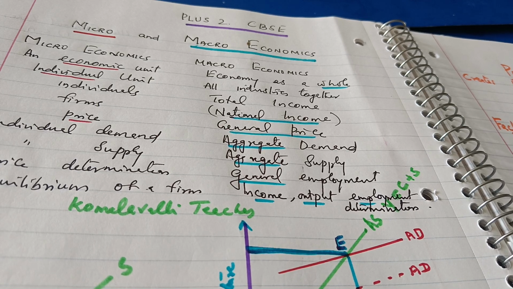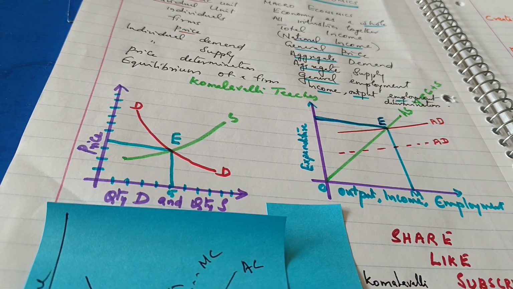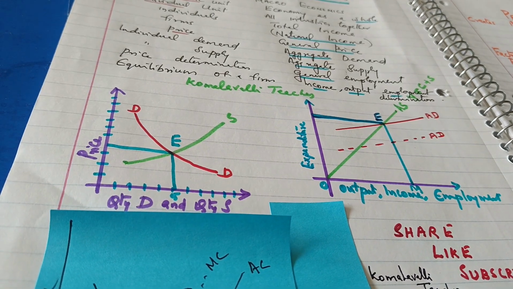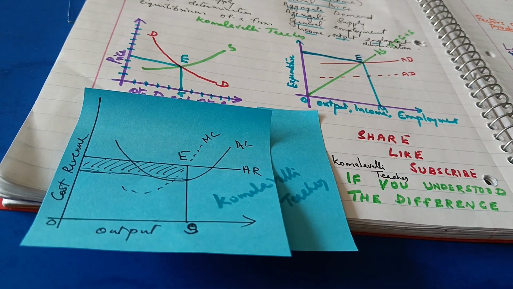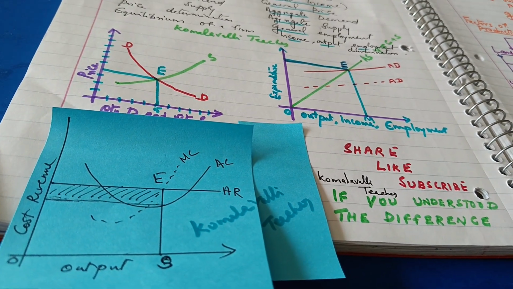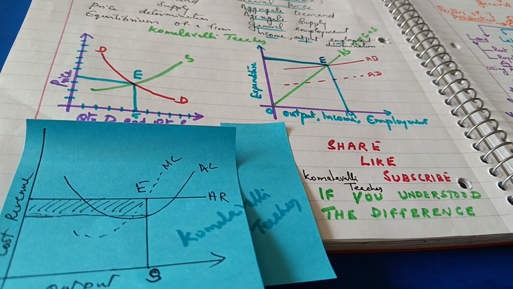Just understand that microeconomics deals with an individual economic unit. It tells about individuals, firms or price determination. What about individual demand? What about individual supply? How is a firm reaching equilibrium? This diagram shows how price is determined according to demand and supply, which you have learned in the +1 classes. How in perfect competition the price of a commodity is determined, how output is determined by drawing the average revenue curve, average cost curve, marginal cost curve.